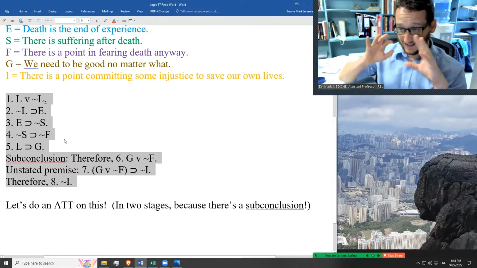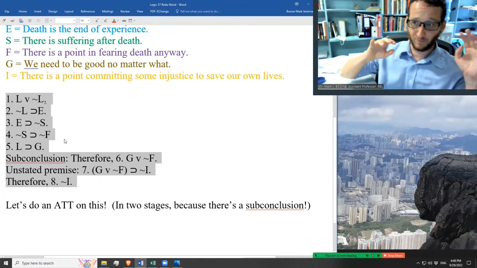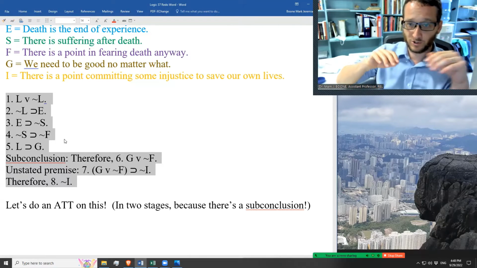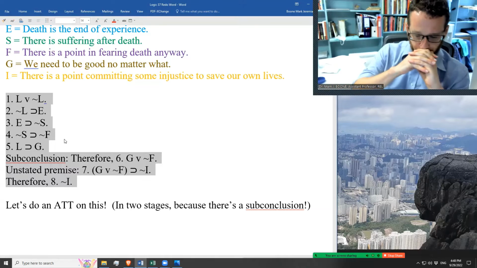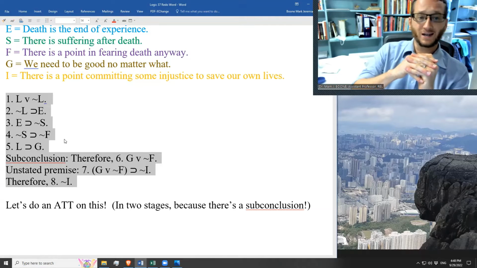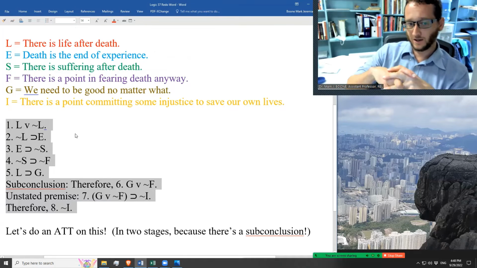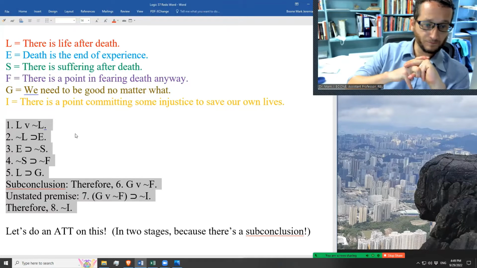So now, just reading the symbols, not just interpreting them, saying "either or" for the wedge and "if then" for the horseshoe. Let's just read the symbols. The argument is L wedge tilde L, tilde L horseshoe E, E horseshoe tilde S horseshoe tilde F, L horseshoe G.